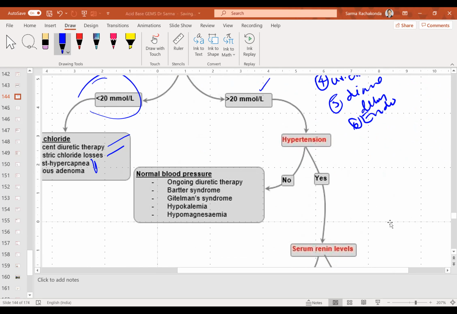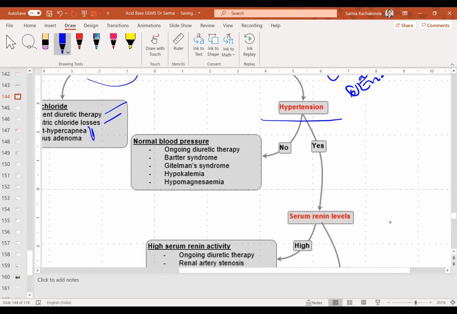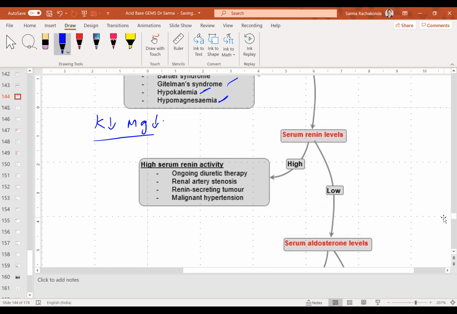Then if the urine chloride is higher, my next question is: is there hypertension? If there is no hypertension, consider diuretic therapy, Bartter's syndrome, Gitelman syndrome, hypokalemia, and hypomagnesemia. If hypertension is there, check potassium. If the potassium is lower, magnesium and potassium go hand in hand. If the potassium is normal, then you are dealing with another condition. So you did a urine chloride, then also ask for urine potassium, and look at hypertension. If not hypertensive, these are the conditions. If hypertensive, then look at the serum renin levels.